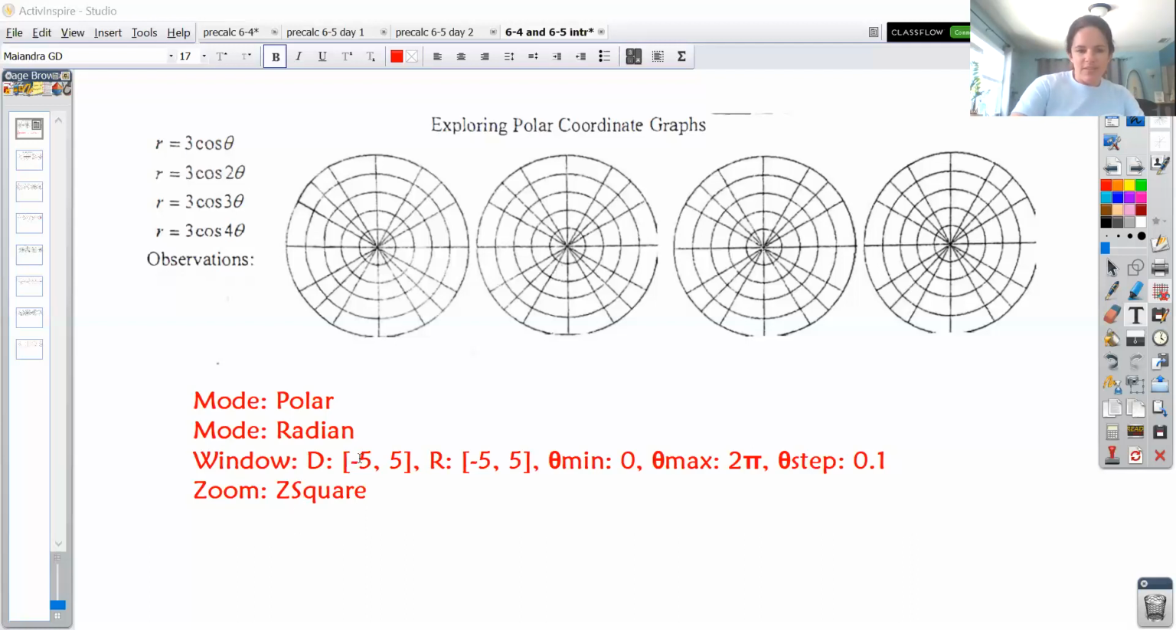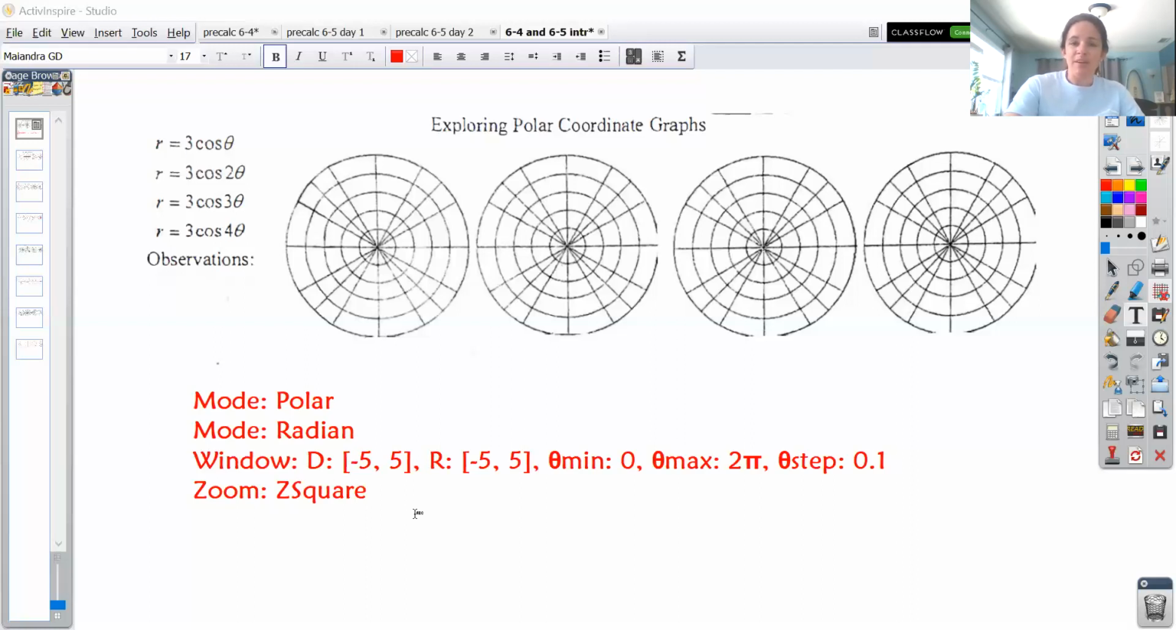So I'd like you to change your x min and x max to -5 and 5, your y min and y max to -5 and 5. And then where it says theta min, go ahead and let that be 0, and theta max, let that be 2 pi. And theta step, I believe the default is 0.13 or something, that's fine. Or if it's not, go ahead and change it and make it 0.1, and then you should be good to go on that.